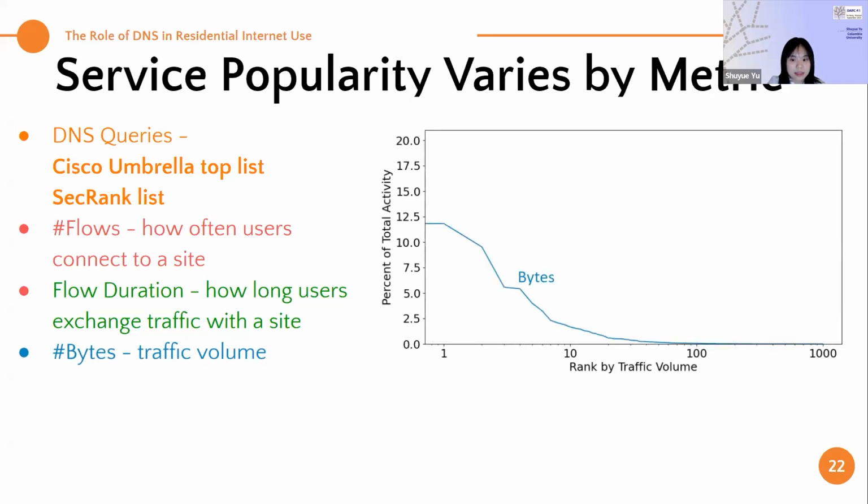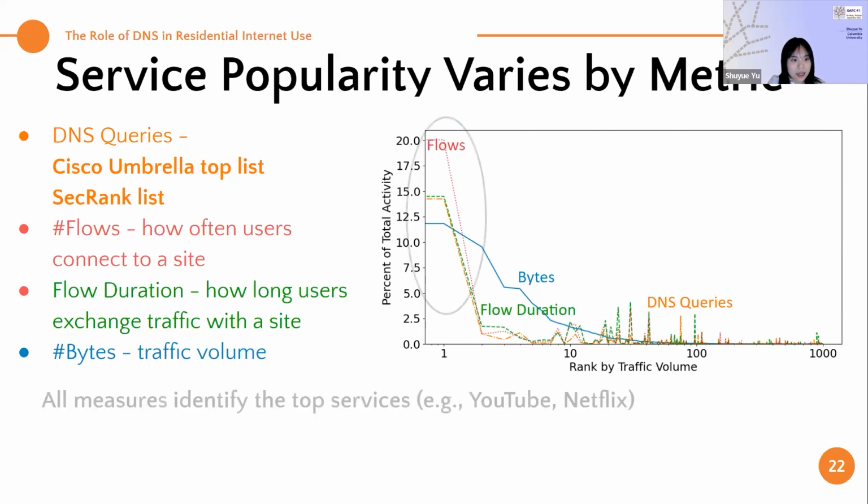The x-axis represents the top 1,000 services sorted by traffic volume, and the y-axis represents the percent of total DNS queries, flow duration, and bytes. Notice that the x-axis is on log scale. The blue line represents bytes. Orange line is for DNS queries. Green is for flow duration, and the red one is for flows.